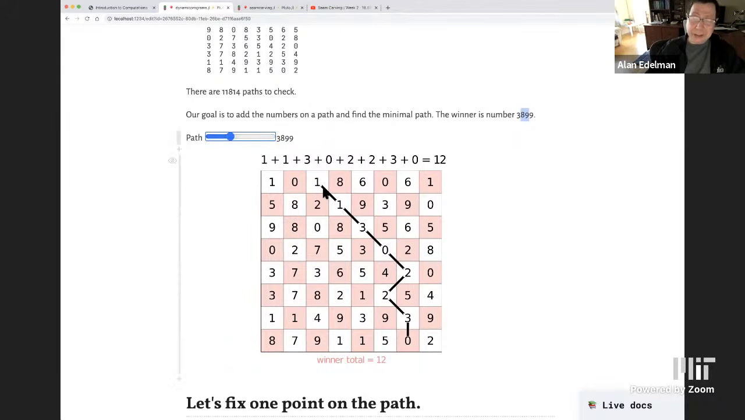So here I lined up the black path with the pink path, and you can see 1 plus 1 plus 3, 2, 2, 3 adds up to 12. And that will be the minimum on this particular 8x8 board.